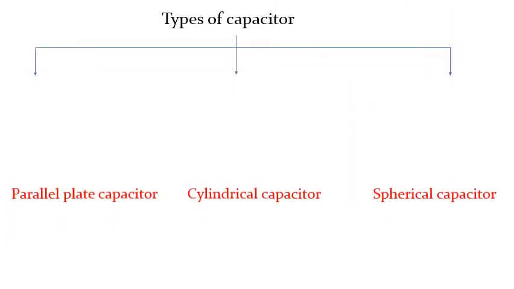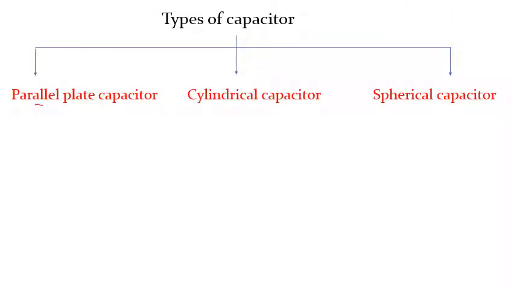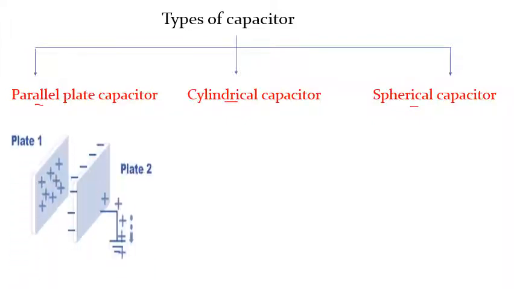Types of capacitor, mainly there are three. One is the parallel, second is the cylindrical, and third one is the spherical capacitor. In parallel plate capacitor, two plates are parallel. On one plate, positive charges are given. On the inner surface of the other plate, negative charges are induced, while on the outer surface, positive charges are there. These positive charges are moving to the earth as it is connected to the earth.